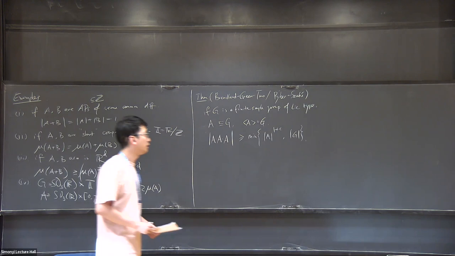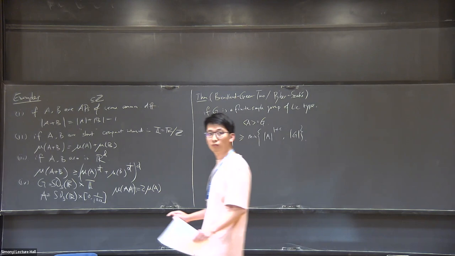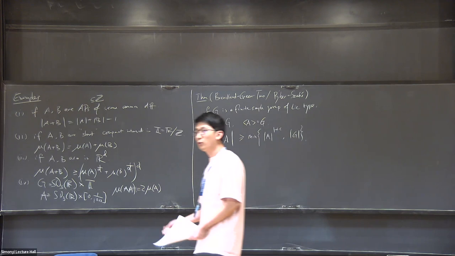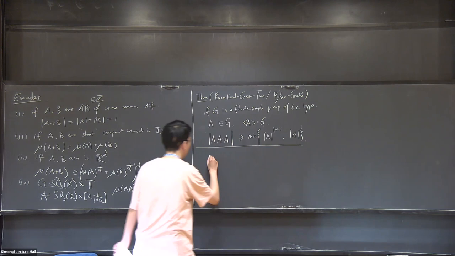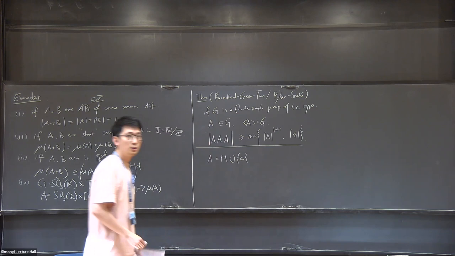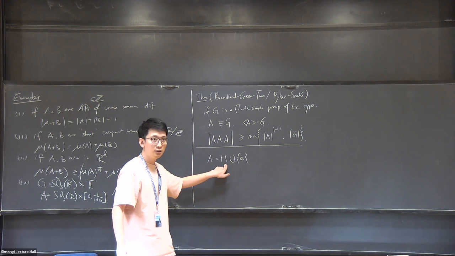Okay. Is there some intuition for why you need a threefold product to make this true and not just a twofold product? Yes. For the twofold product, there are some examples. For example, if A is some subgroup H union a point, it's a classic example. And in this case, you can show that A times A is always small, right? Because A times A contains H, AH, HA, and A squared.